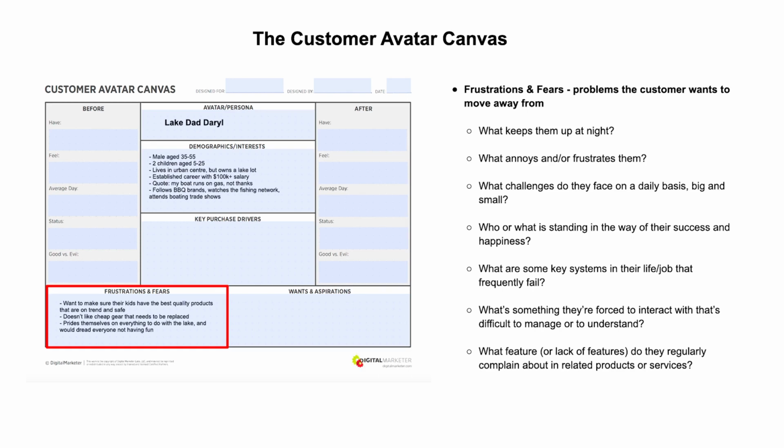So for our Lake Dad Daryl, for frustrations and fears, just to list out a couple here, you know that he doesn't like cheap gear that needs to be replaced. He's fearful of his kids' safety. So you can list out some frustrations and fears here for your customer segment.